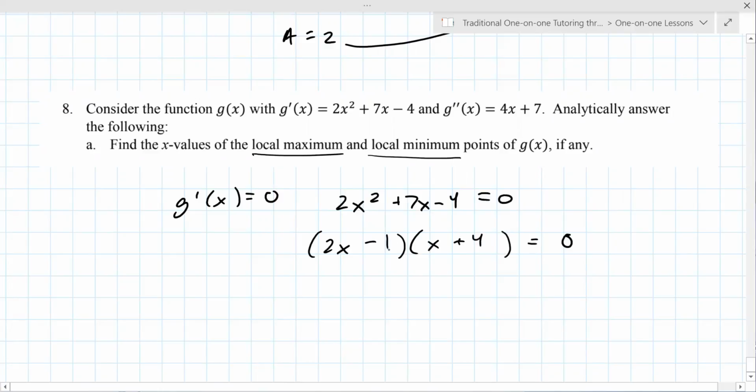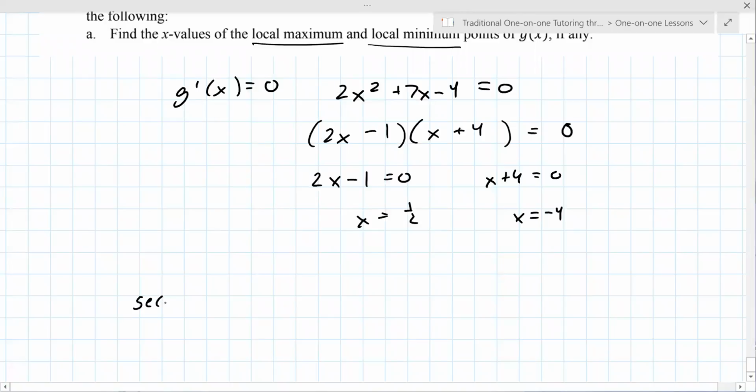(2x - 1)(x + 4) does it. Okay. So you set these each equal to 0. Looks like 1/2 and just -4. Yep. Now, there's this thing called the second derivative test. Have you heard of that? I feel like I have.